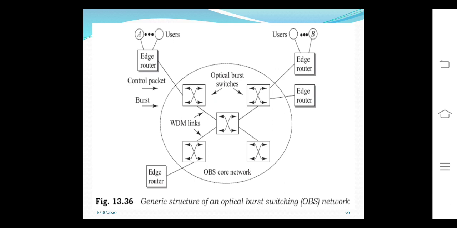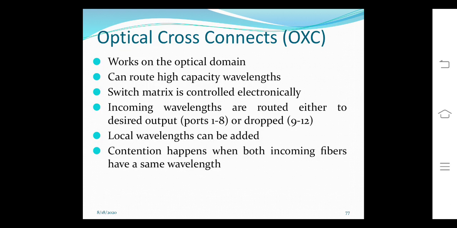So in this diagram, we are going to see the optical burst switching. Burst switches will be present to handle the heavy data flow which is traveling through the network. Edge routers are present, and your control packets are also traveling, and your data packets are also traveling, and optical burst switches will handle all this burst data and will be helpful for transmitting the data among the networks.